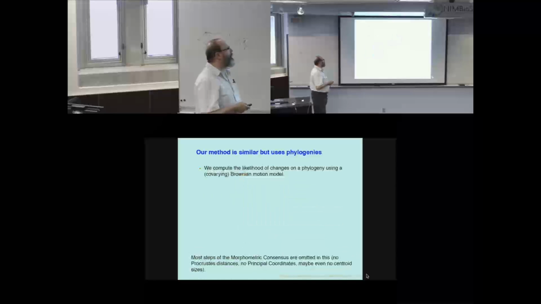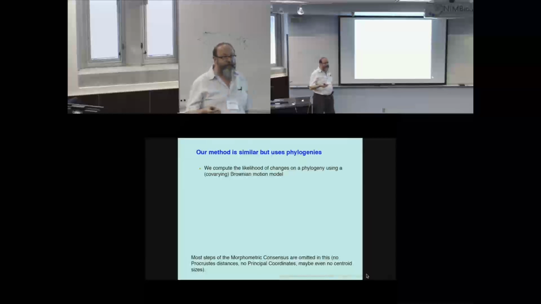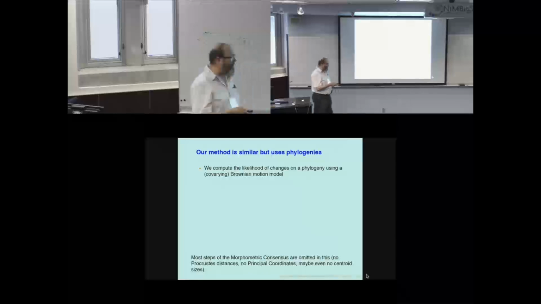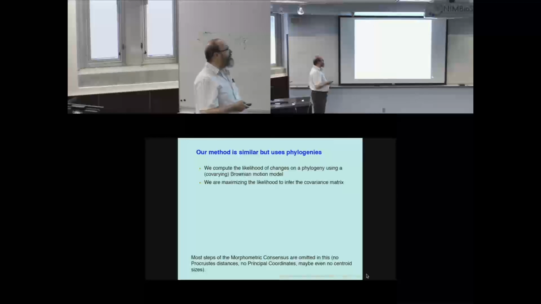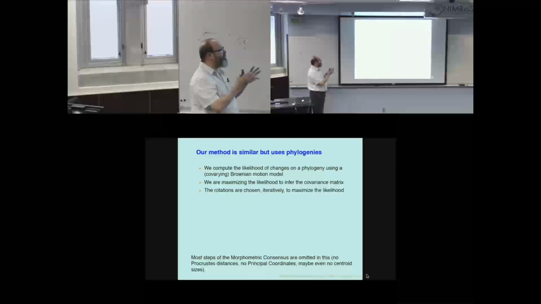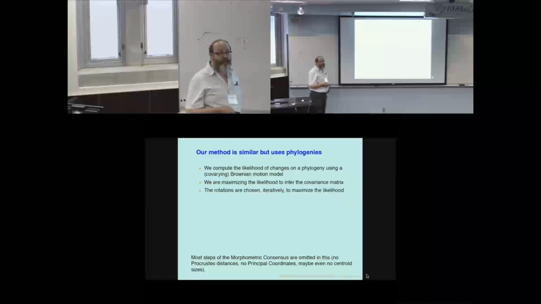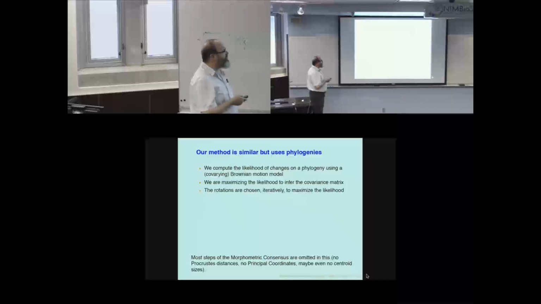Okay. What we do, what Fred and I do, is very similar. We are computing likelihood of changes on a phylogeny using a covariant Brownian motion model, just the kind of thing we've been talking about. We're maximizing the likelihood using a given phylogeny. We're inferring the covariance matrix. That's what we've been doing. We choose the rotations iteratively to maximize the likelihood.